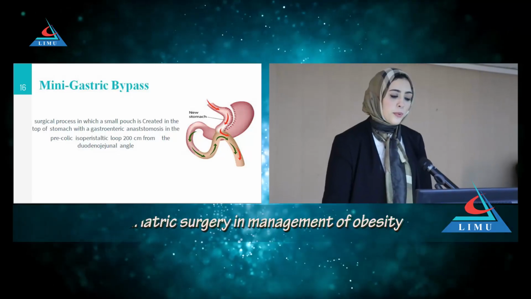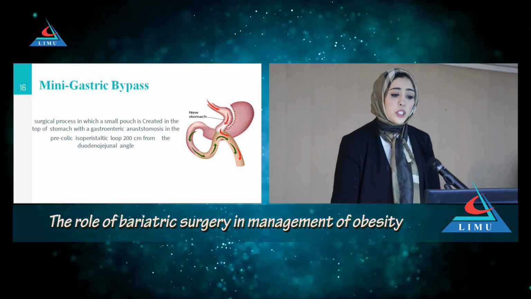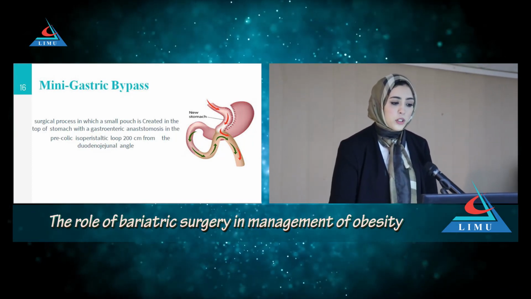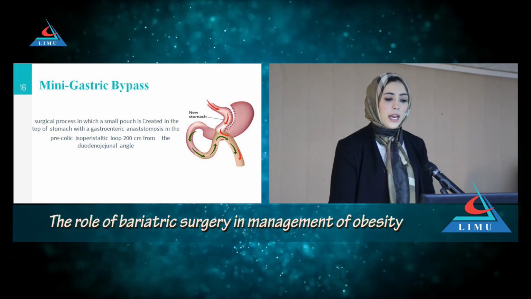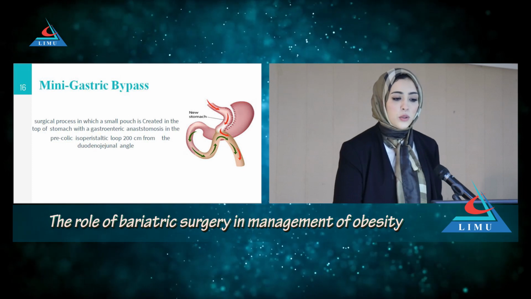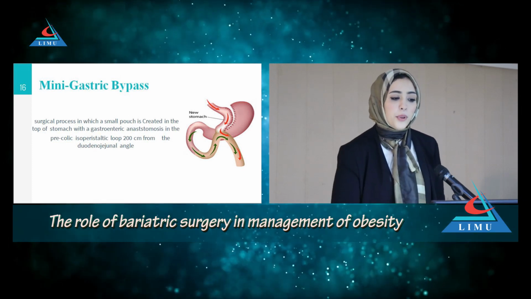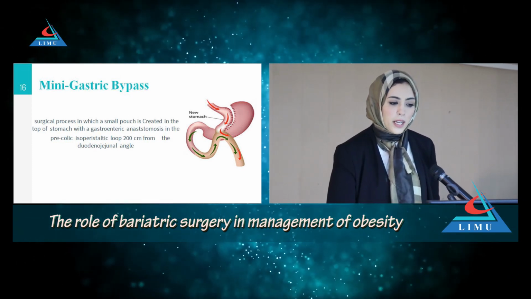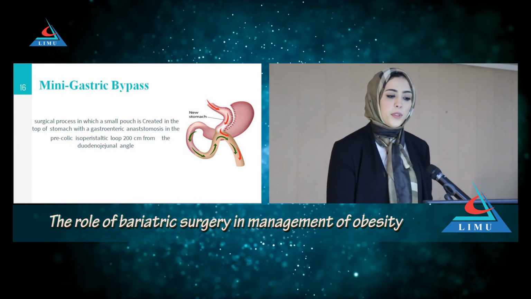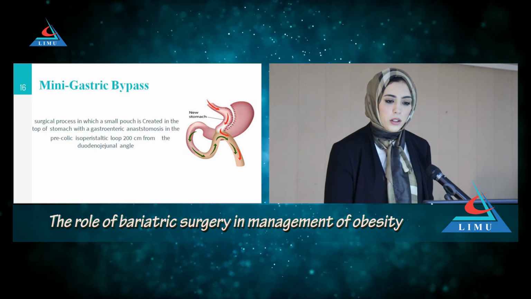The last example is mini gastric bypass. In this surgical process, a small pouch is created, as in sleeve gastrectomy, at the top of the stomach, and then surgeons do a gastroenteric anastomosis in the pre-colic omega loop, 200 centimeters from the duodenojejunal angle.